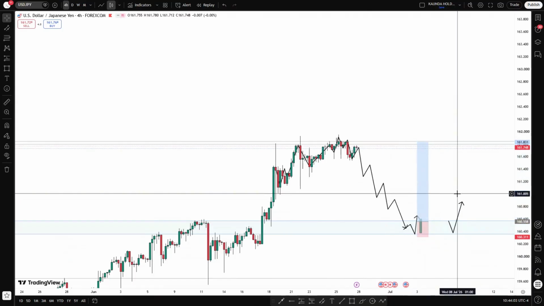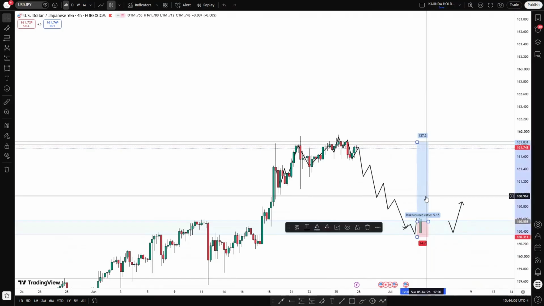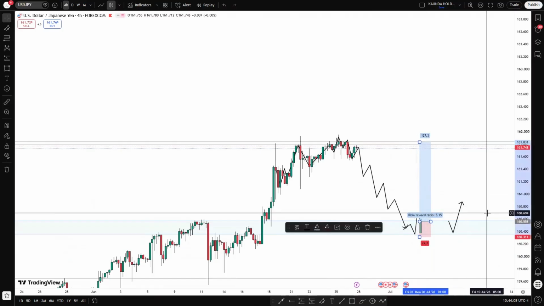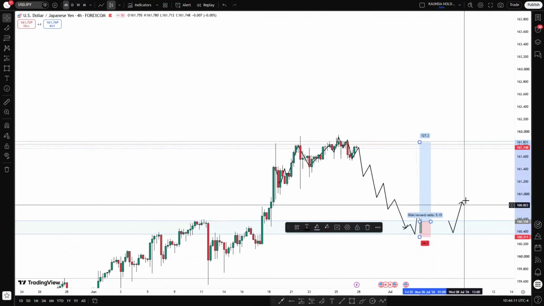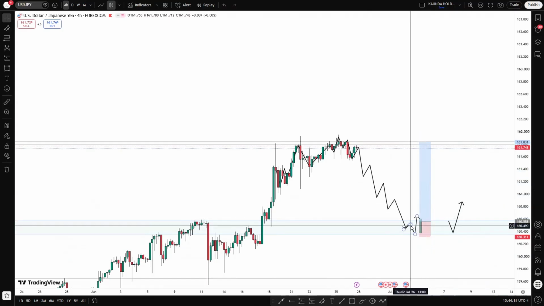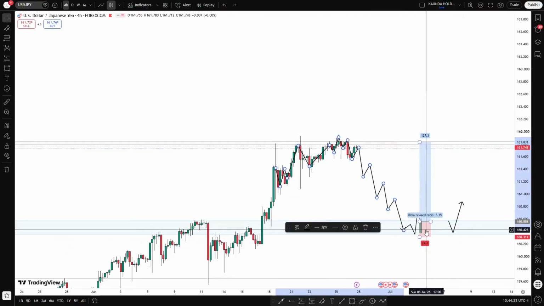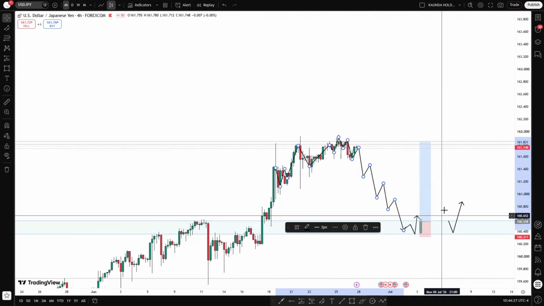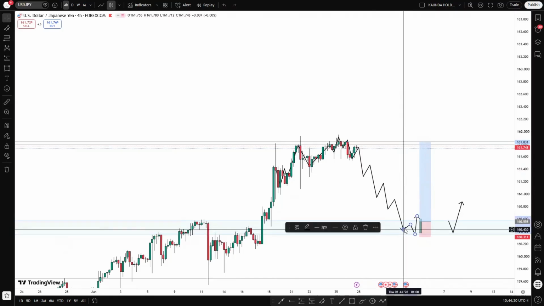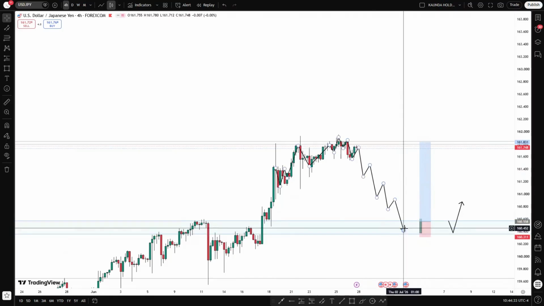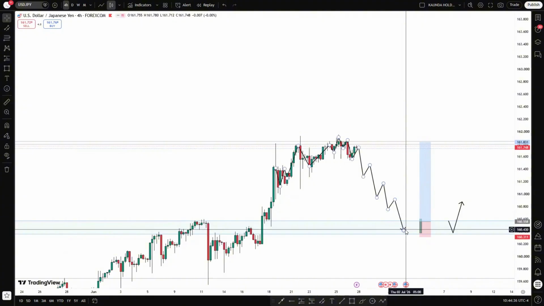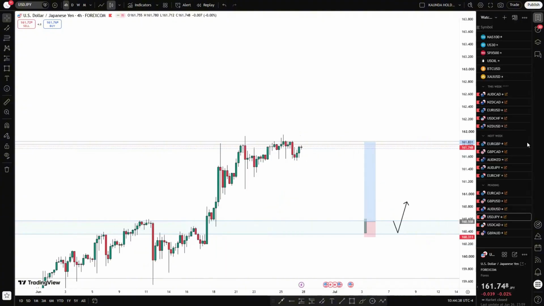So this is what happens. And then this is what happens. We now enter the buy. Okay. And that's it for USD JPY. I think we can add this one. Yeah. We can put this one here for now.